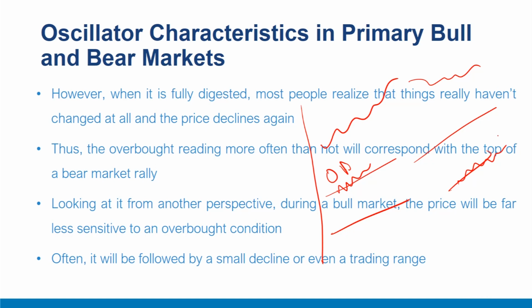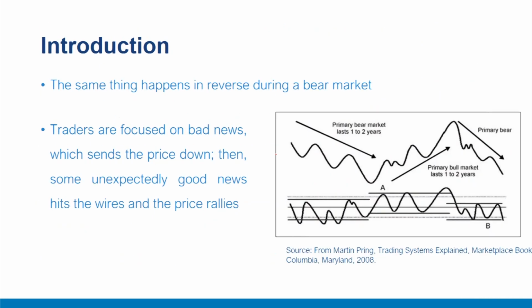And looking at the price from another perspective, during a bull market, the price will be far less sensitive to an overbought condition. Often it will be followed by a small decline or even a trading range, a trading range at a point like A. And the vice versa condition may exist for point B in a bear run.